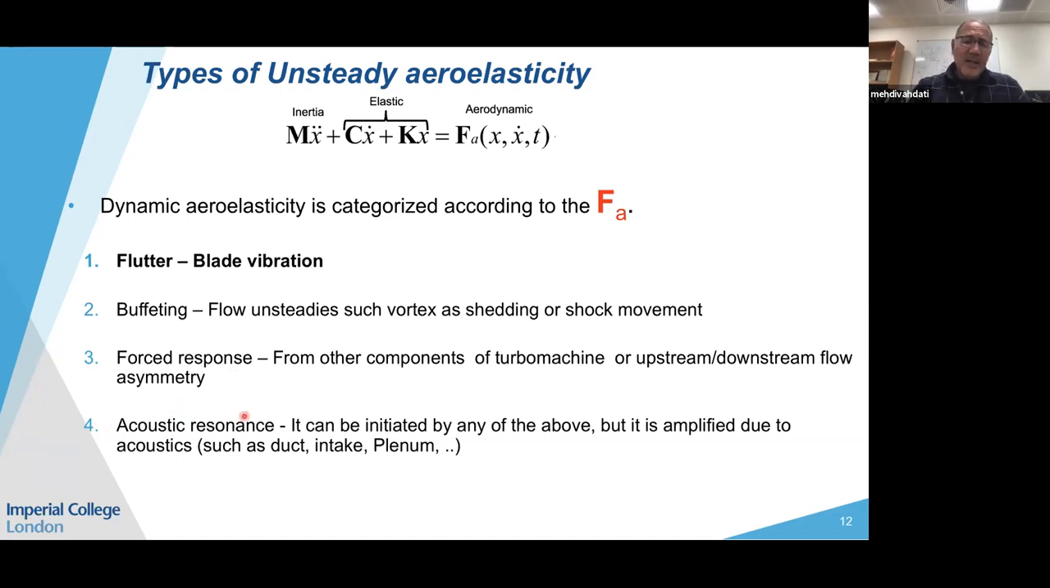And finally, the other way you get aeroelastic response is due to acoustic resonance. It can be initiated by any of these above, but then is amplified due to acoustics, such as the acoustics of the intake duct or plenum. And for flutter, today I will show that this acoustic resonance in the intake duct is quite an important parameter in fan flutter.